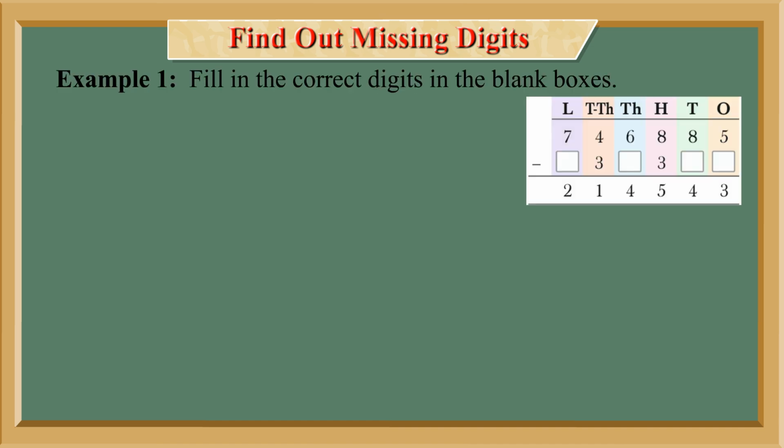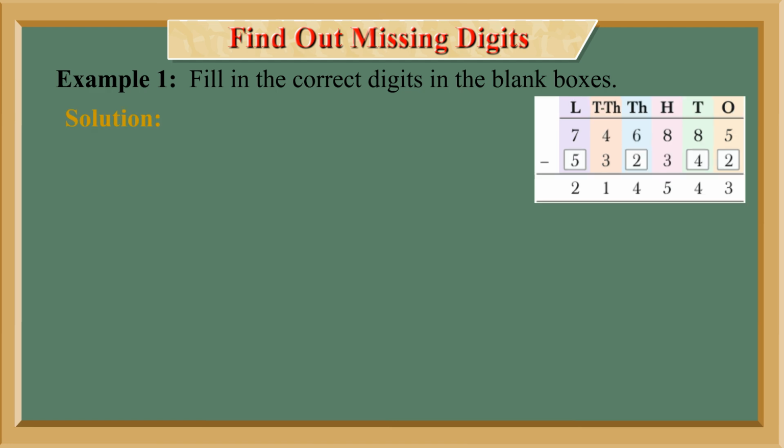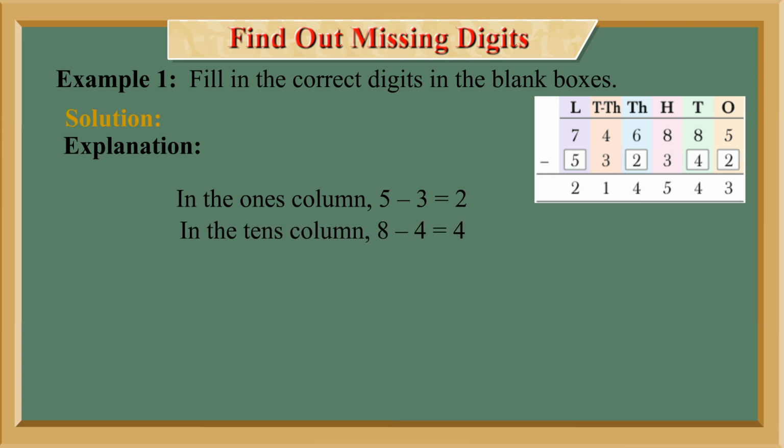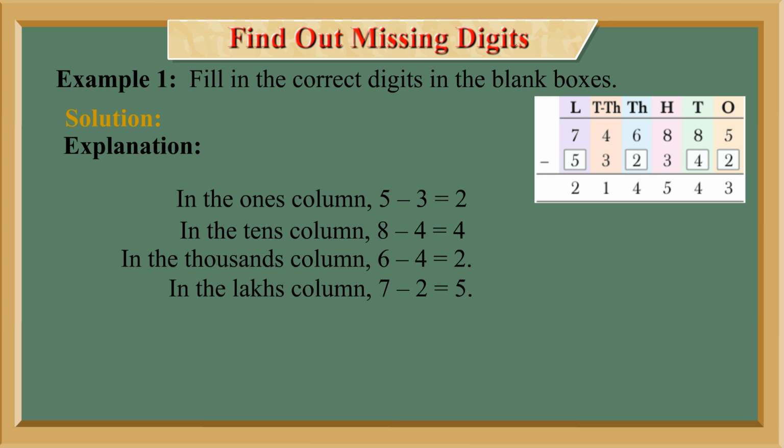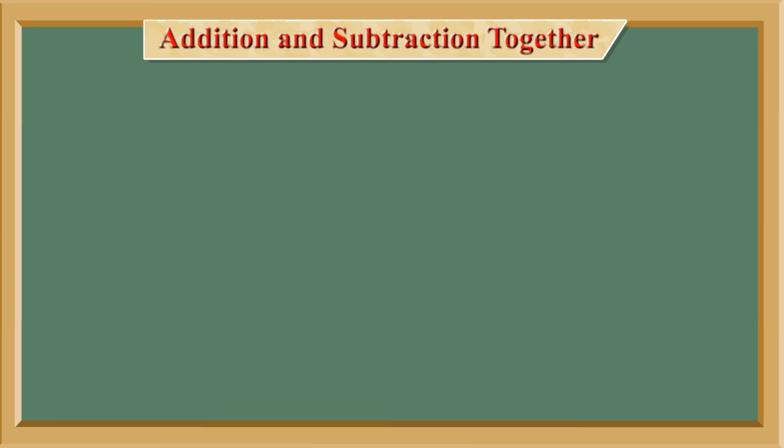Find out missing digits. Example 1. Fill in the correct digits in the blank boxes. Solution. Explanation. In the ones column, 5 minus 3 equals 2. In the tens column, 8 minus 4 equals 4. In the thousands column, 6 minus 4 equals 2. In the lakhs column, 7 minus 2 equals 5.